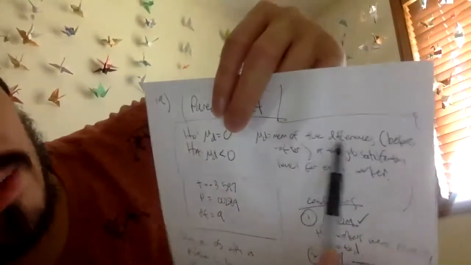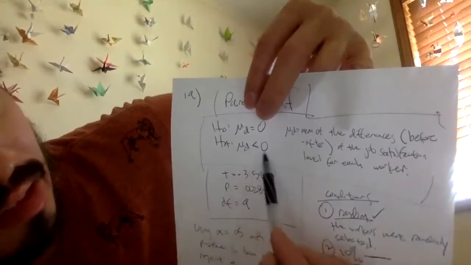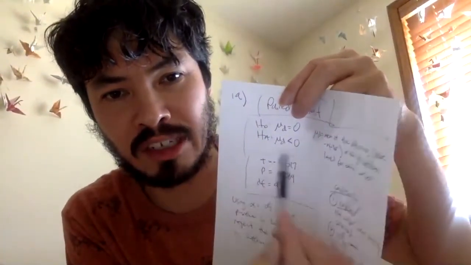There is sufficient evidence of what? Let me look at the problem. Number 19 says, assess the effectiveness of the exercise program. You could just say it like this: There is sufficient evidence that the mean of the differences, before minus after, of the job satisfaction level for each worker is less than 0. You could just repeat it like that, the alternative hypothesis in context.